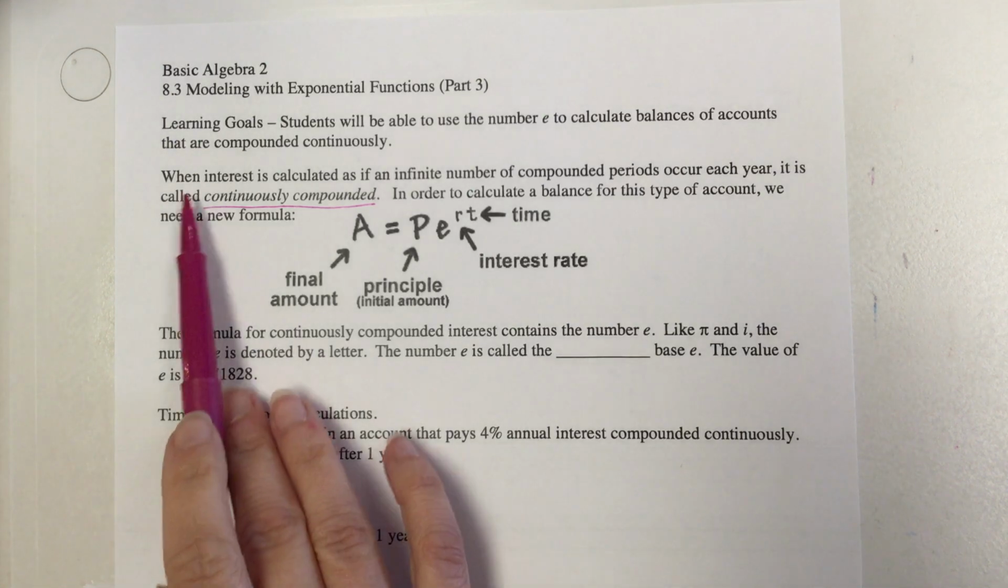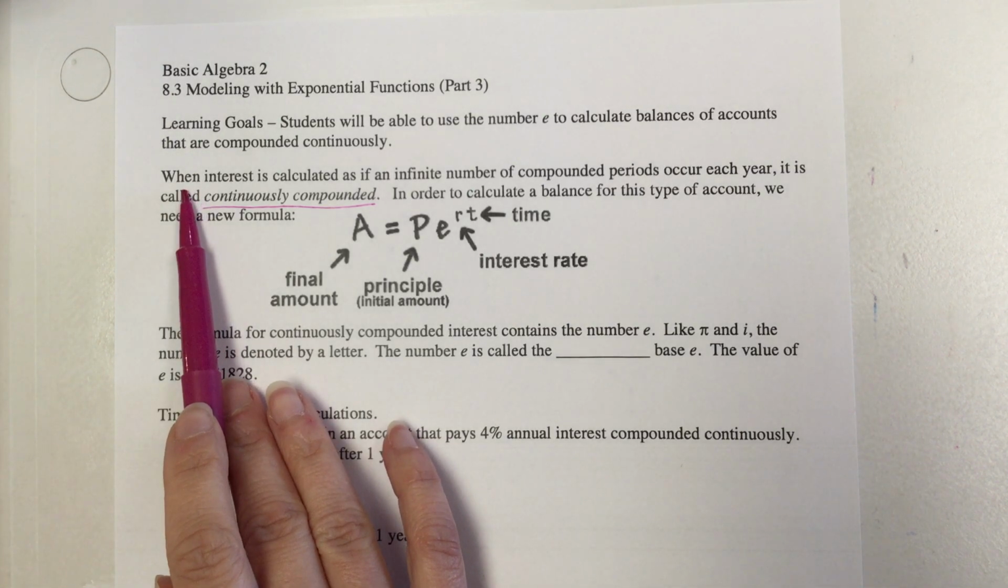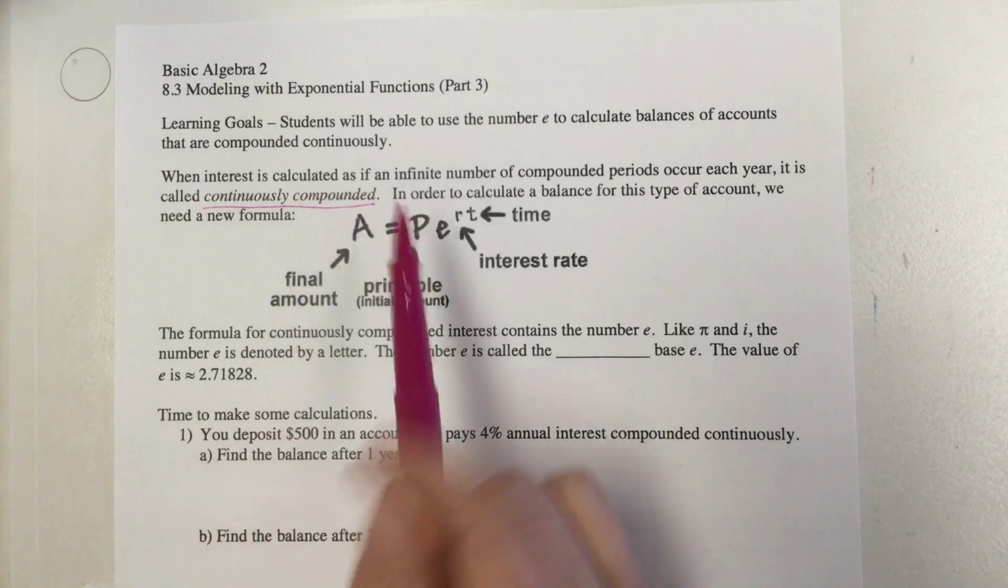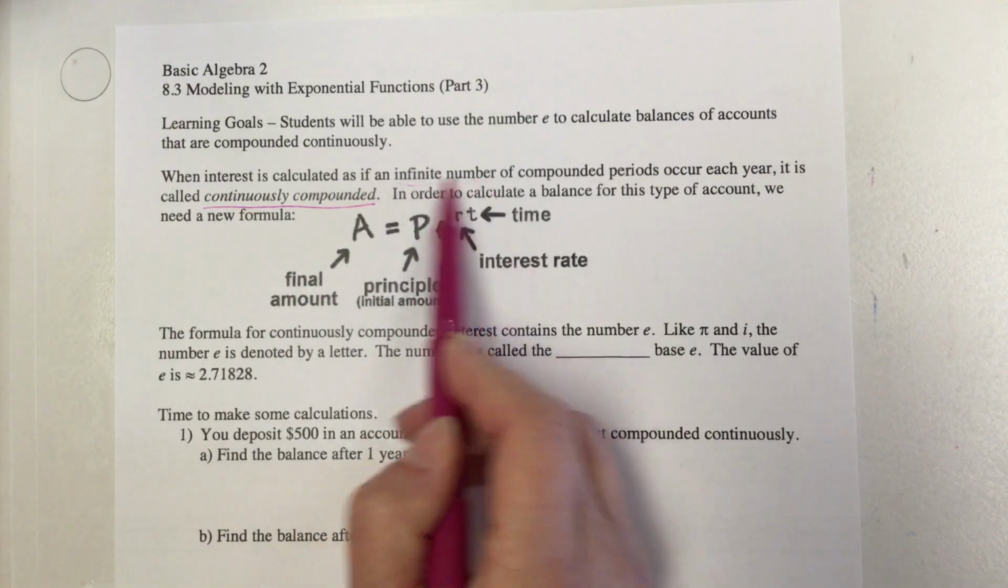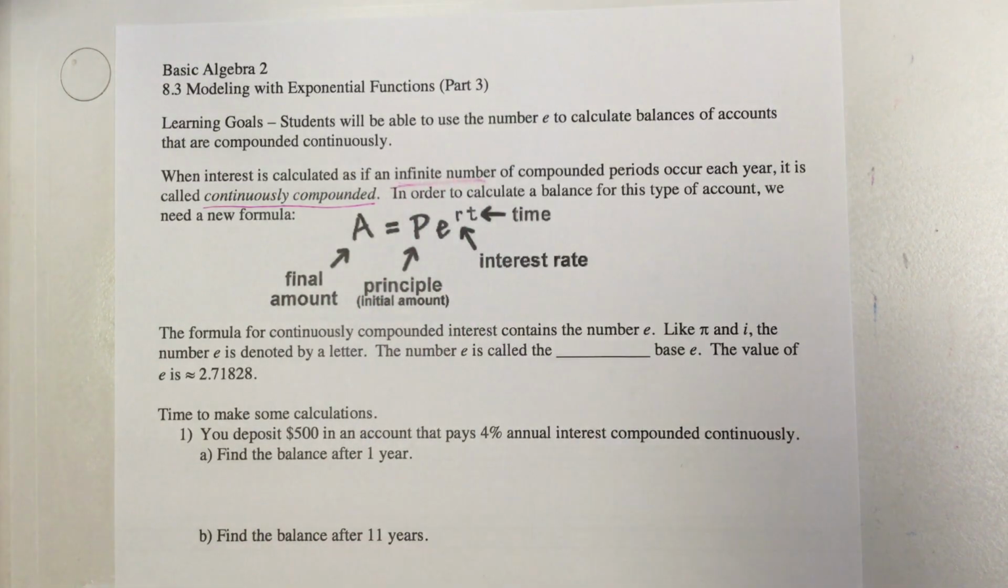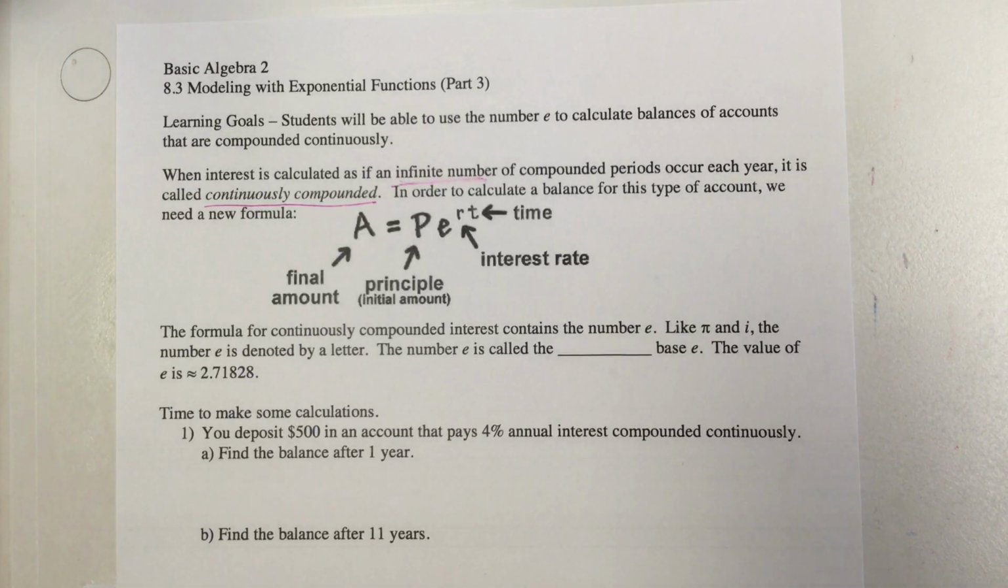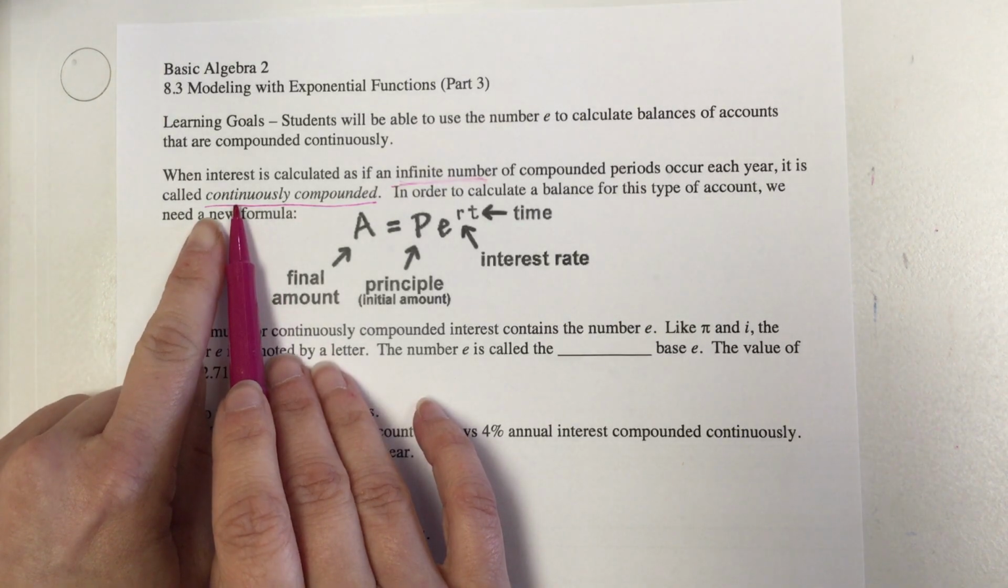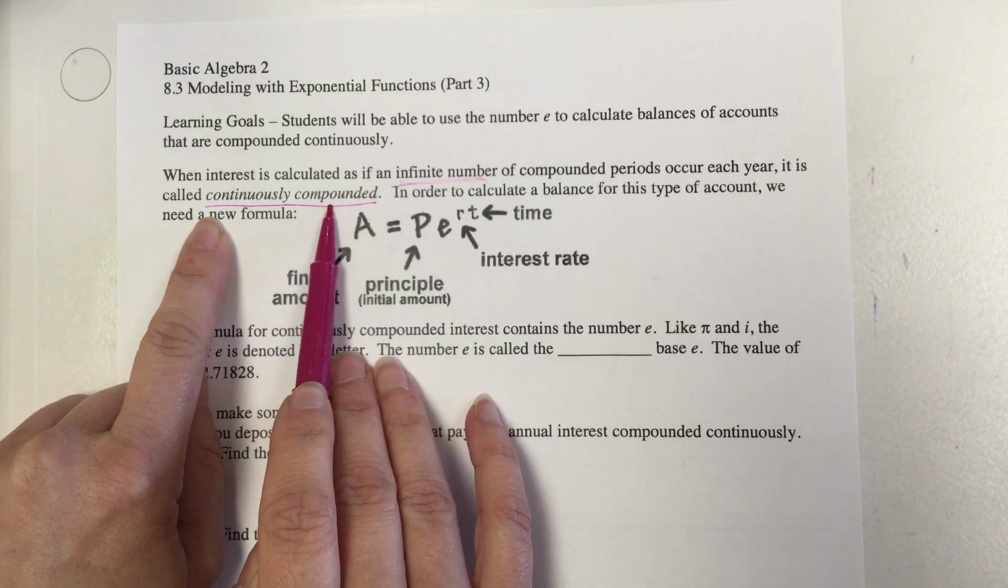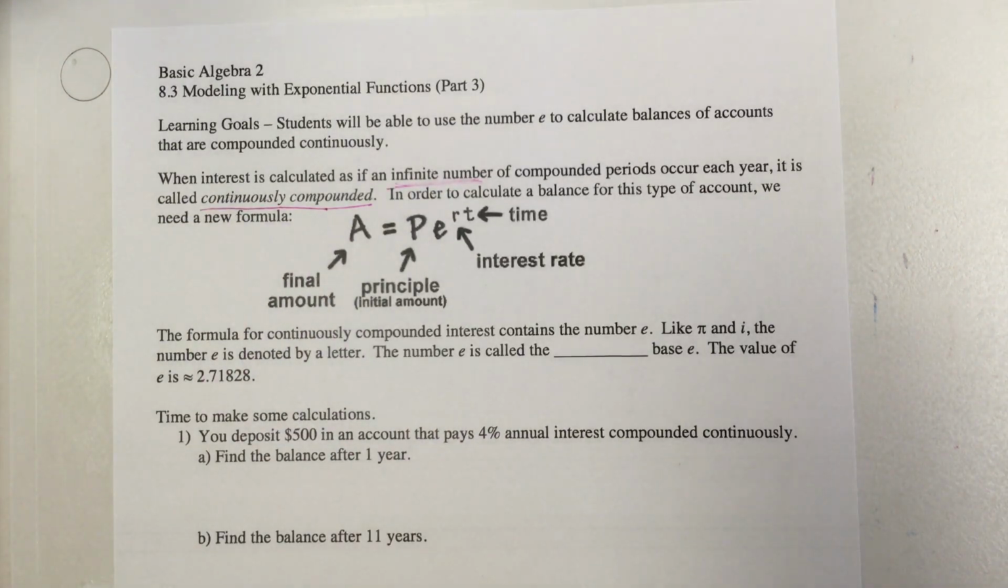But now today they're saying, when interest is calculated as if an infinite number of compounding periods occur each year, that means it never really stops. So it's like every hour, every minute, every second. When they are just continuously adding money into your account, that's when they say it's continuously compounded. In order to calculate a balance for this type of account, we need a new formula.